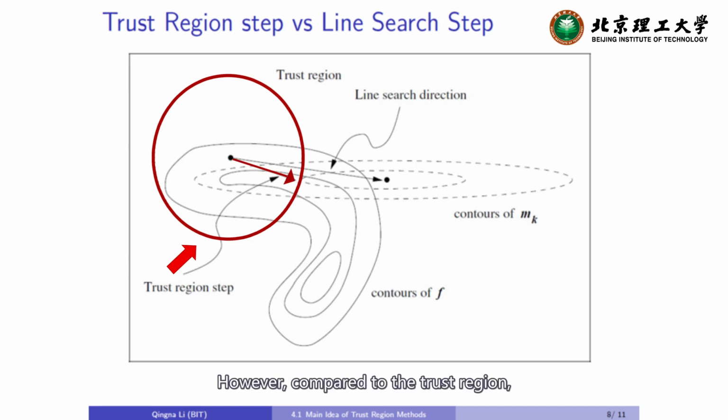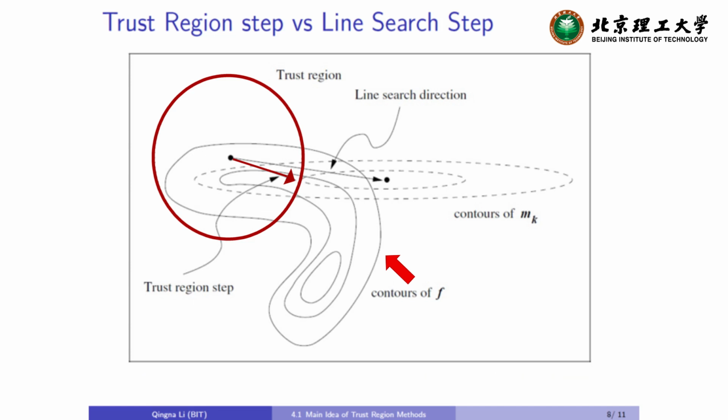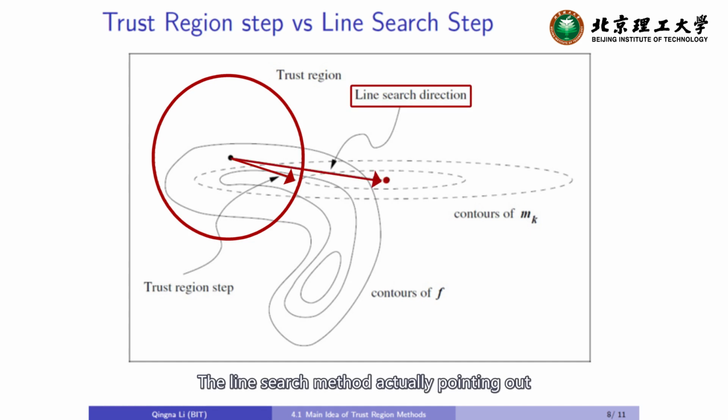However, compared to the trust region, the line search will look for the minimizer along the gradient. All right, so it actually moves along the steepest descent direction here. Okay, so you can see that there are differences between the two directions. The line search method is actually pointing directly to the minimizer here, so it will move along this direction. So there are differences between the two, and the idea is also different.